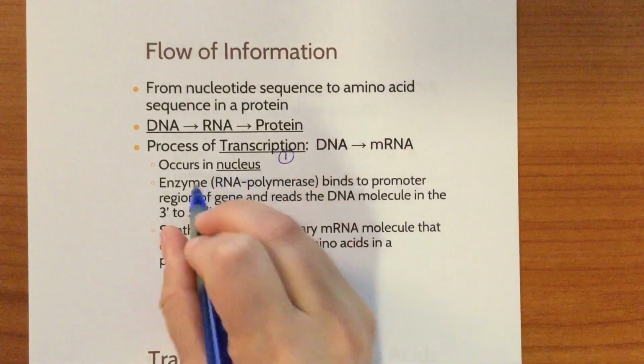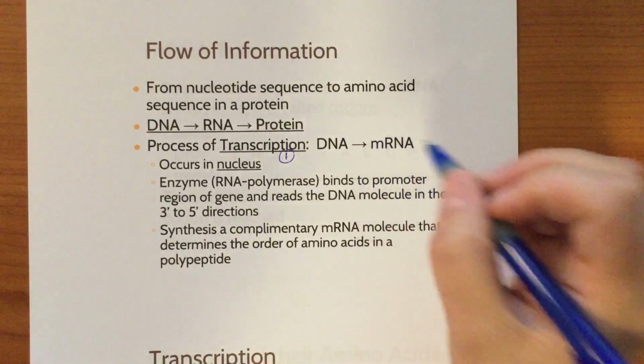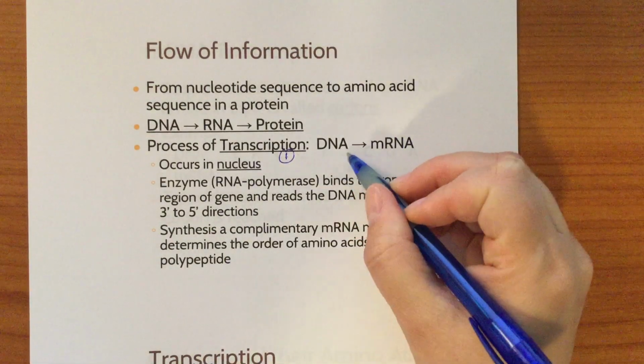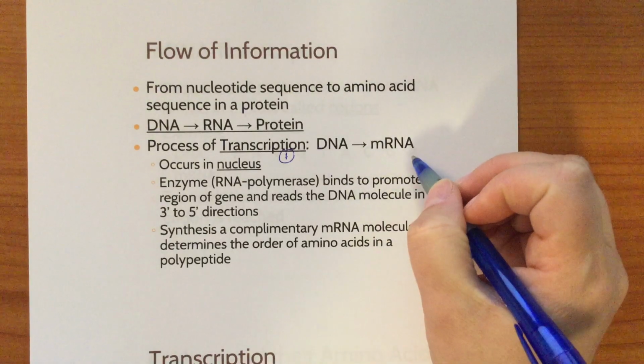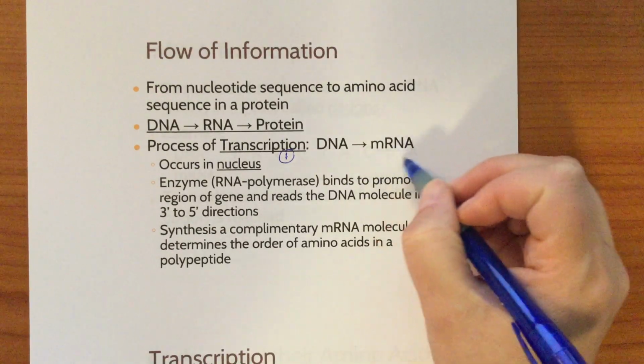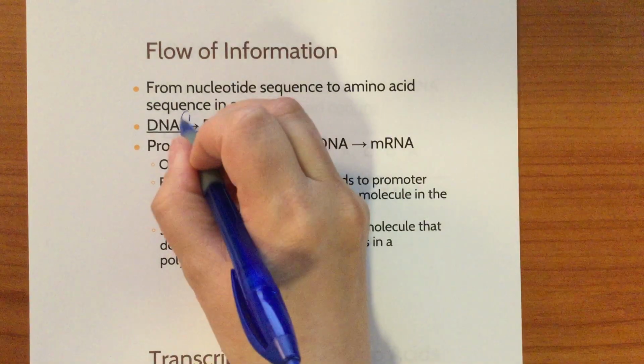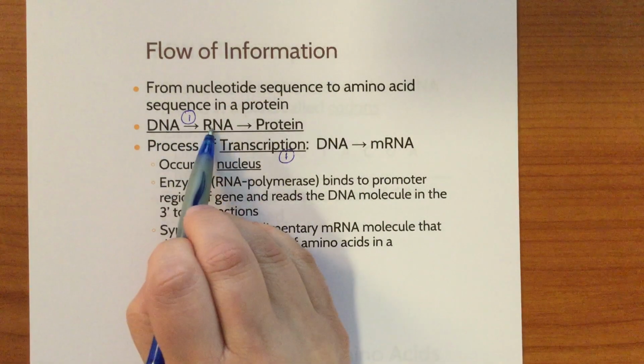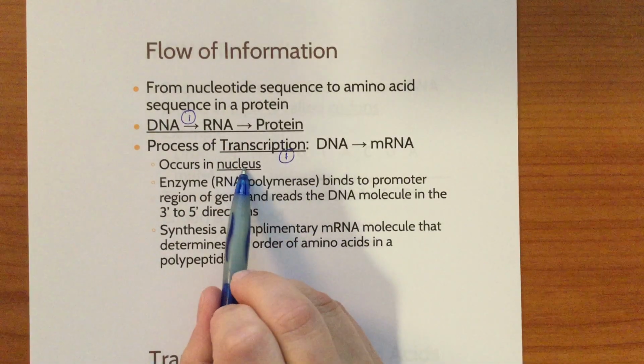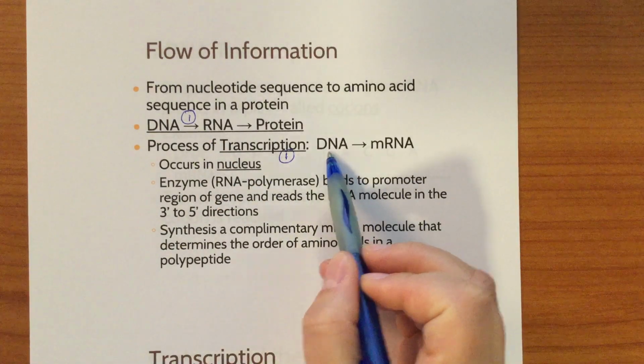Step one is called transcription. And transcription is when you take your DNA and you transcribe it into a new message. That's called messenger RNA. You're not actually building the protein yet. We're talking about this step right here, turning DNA into RNA. This happens in the nucleus because it turns out that's where DNA is.